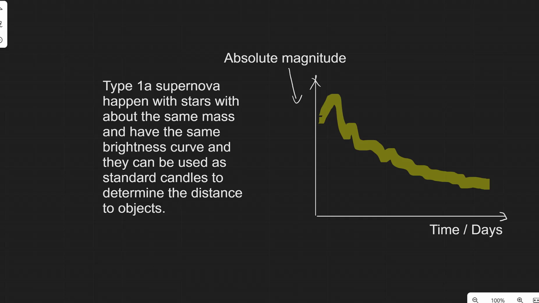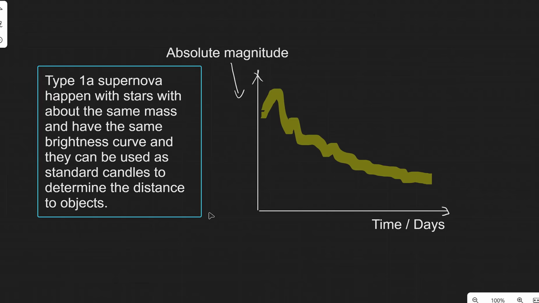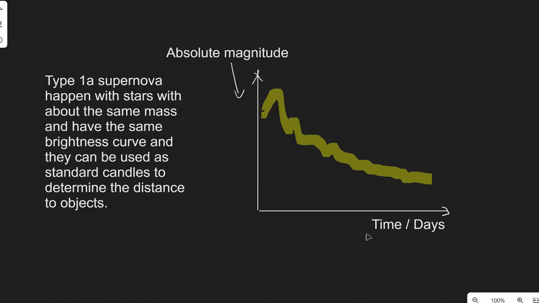We also need to mention type 1 supernovae, which happen with stars which have roughly the same mass and the same brightness curve. They can be used as standard candles to determine the distance to objects. This actually became critical for our study of the universe. Their absolute magnitude compared to time looks something like this. It's very high initially. It tends to vary a little bit in the way it's drawn, but very high initially, and then gradually drops down over days.